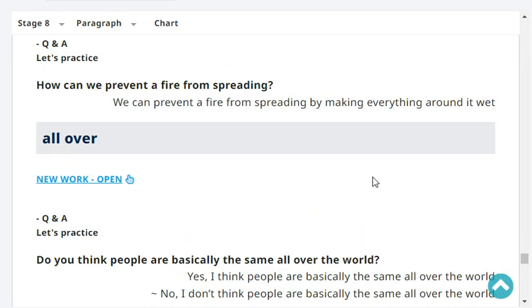Let's practice. How can we prevent a fire from spreading? We can prevent a fire from spreading by making everything around it wet. Very good.